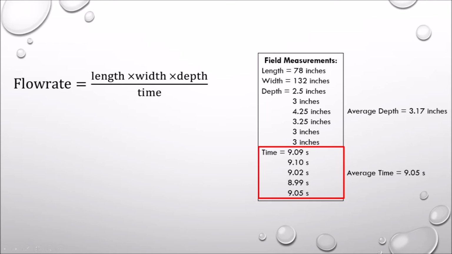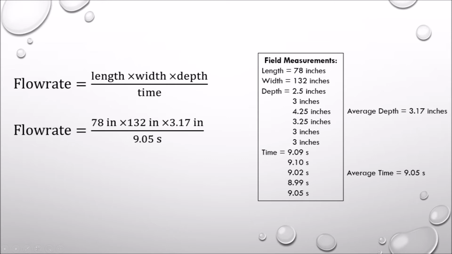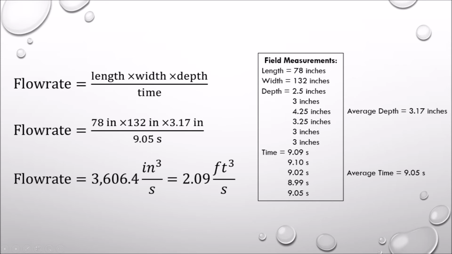The next step is to plug our values of length, width, depth, and time into our flow rate equation. After subbing in our known values, we can now calculate the flow rate. Our flow rate was found to be 3,606.4 cubic inches per second, which is equal to 2.09 cubic feet per second.